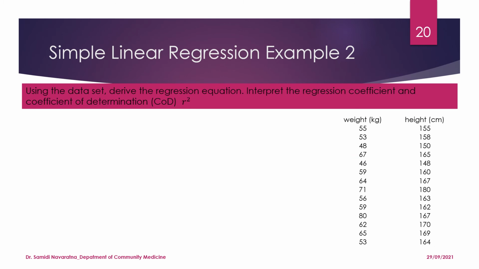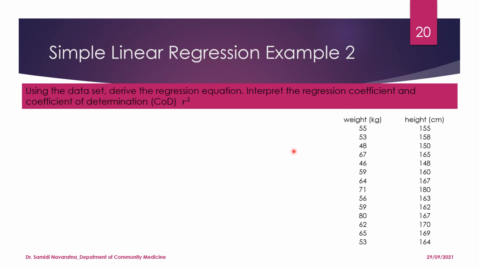Another example to understand the concept of simple linear regression. Using the data set, derive the regression equation. Interpret the regression coefficient and coefficient of determination. So this data set you have seen before. We used it to draw the scatter diagram. And since this is a regression example, we need to determine the independent variable and the dependent variable correctly and place the independent variable on the x-axis and the dependent variable on the y-axis.